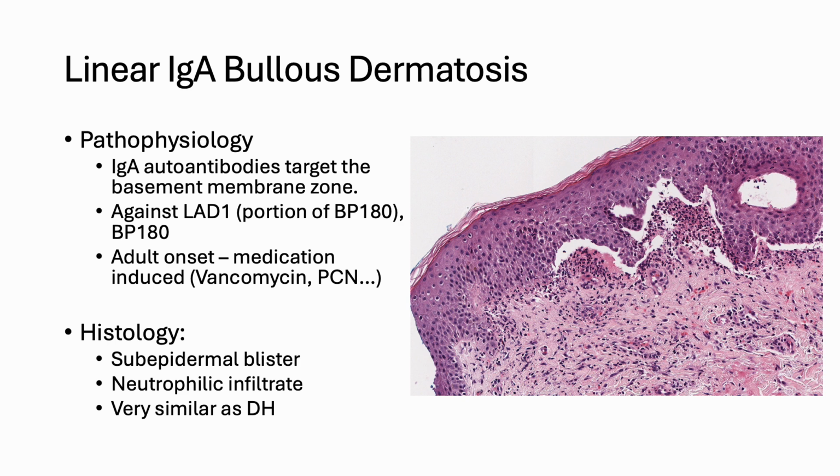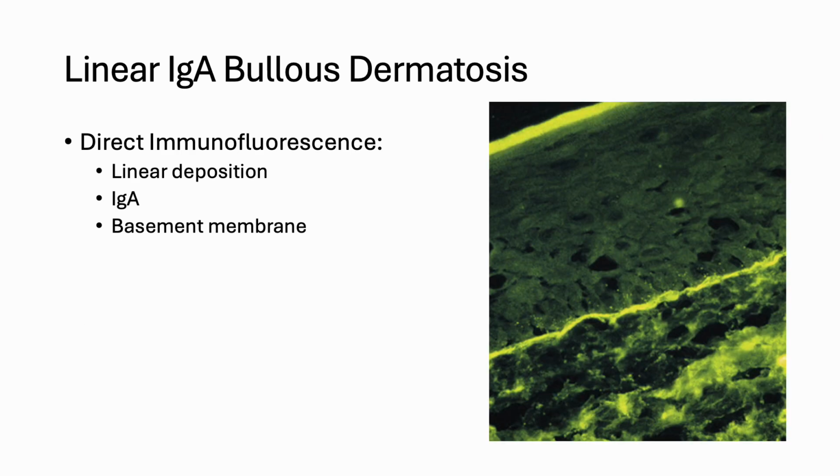I hope you remember DH is IgA but granular. LABD is IgA and linear. That is the difference. And this is just a repeat of what we have talked about. You will see the linear IgA at the basement membrane. It's very self-explanatory.